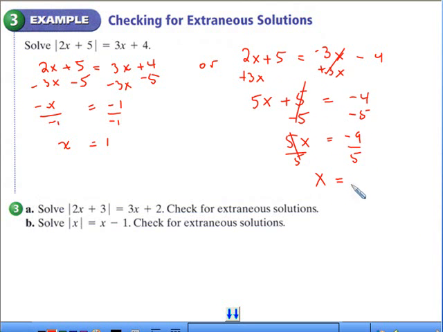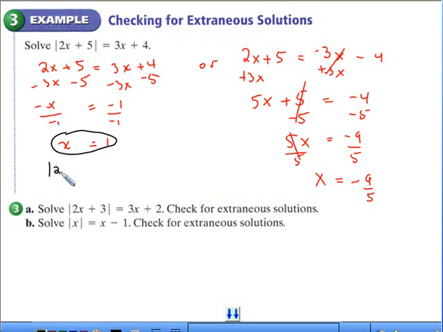Alright, so x is equal to -9 over 5. Now we're going to check for extraneous solutions. In order to do the check, if we think this is an answer, you have to plug it back into the original problem and see if the left side equals the right side. For example, right here, 1, we're going to plug it in right here.